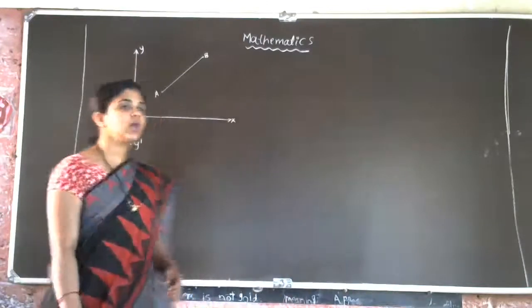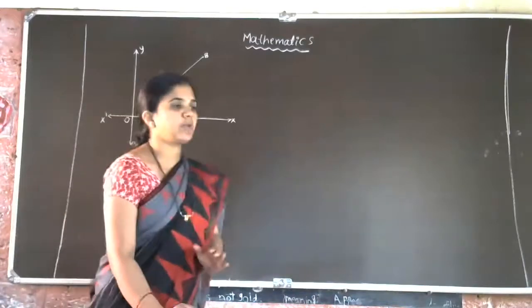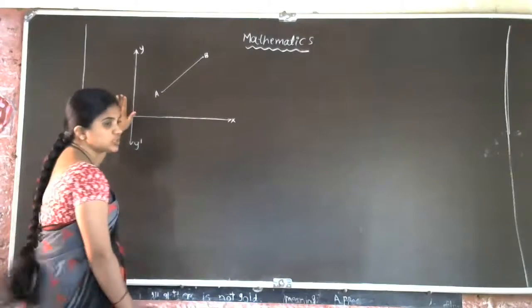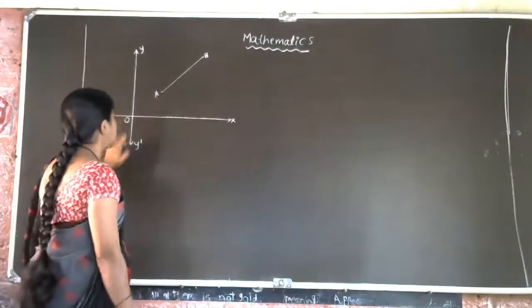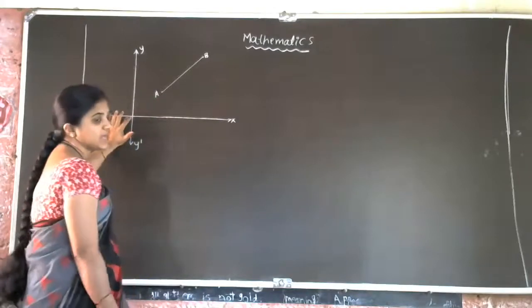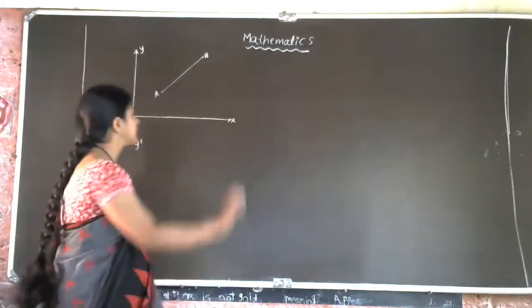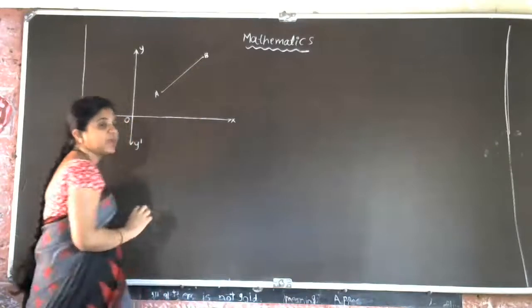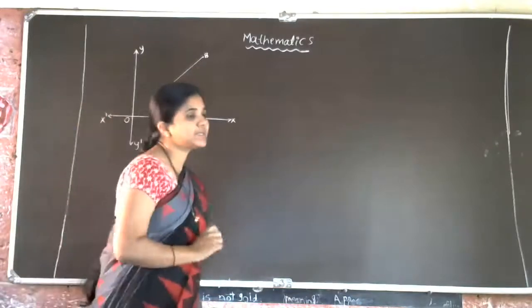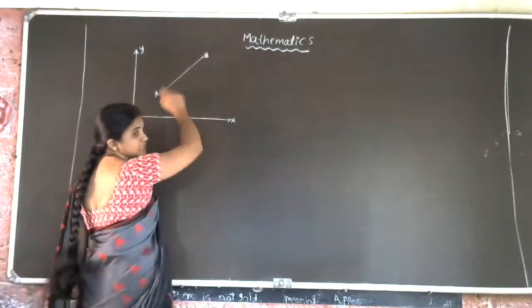Now in this class we are going to learn one new topic. What is that new topic? Observe this Cartesian plane. This is the x-axis and this is the y-axis, intersecting each other at the origin. Here we took the line AB. How do we find the AB distance? We got the idea in the last class: using the distance formula, we can easily find the length of this line AB.